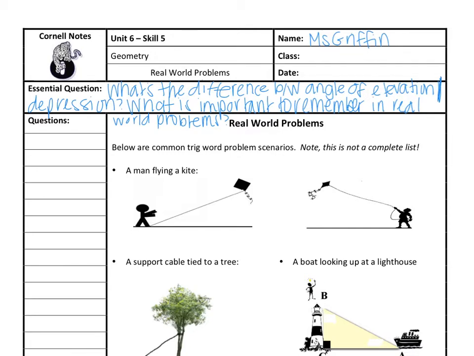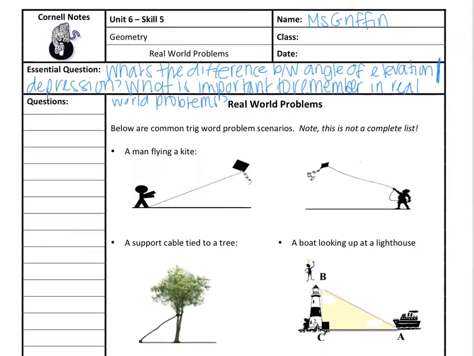This front page, we're not actually doing any math. We're just taking a look here and seeing what types of problems you might potentially see. But this is, excuse me, not a complete list by any means.